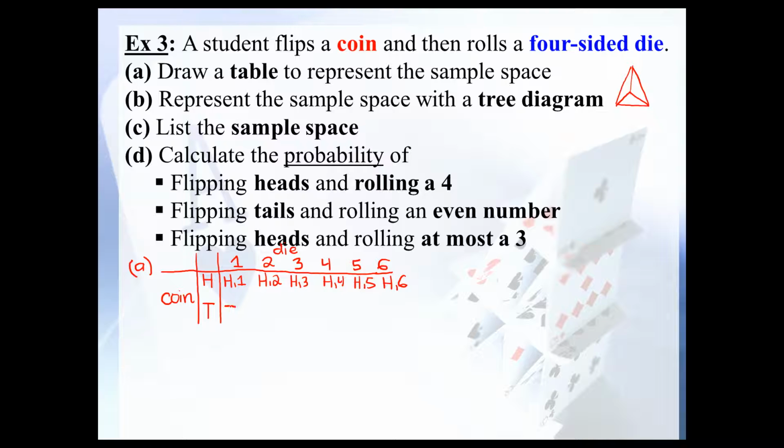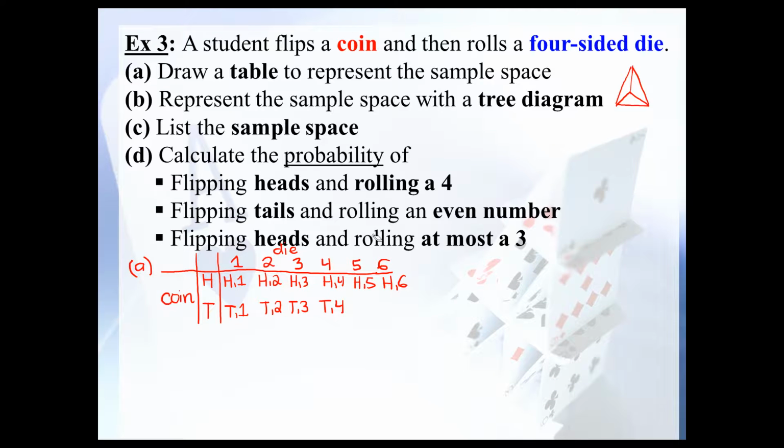Okay, and then the second row matched up with these numbers in the columns. You'd have tails, comma, 1, tails, comma, 2, tails, comma, 3, and tails, comma, 4. I just realized we're rolling a 4-sided die, so actually we can get rid of those last 2 table entries there. We shouldn't have them.